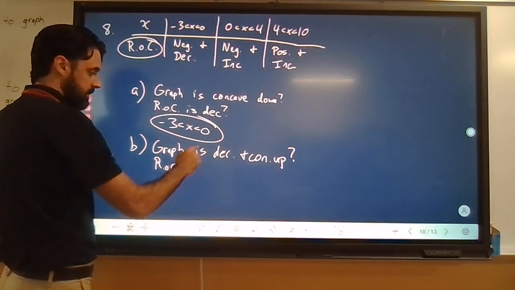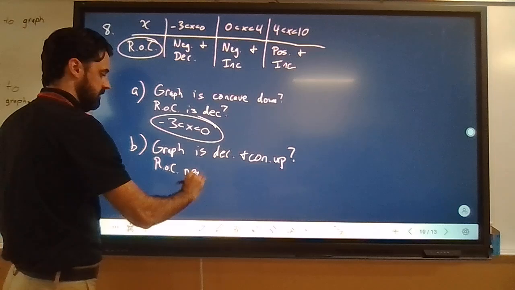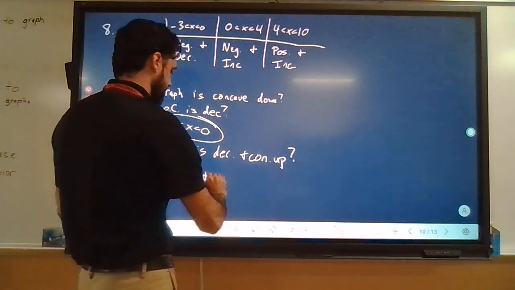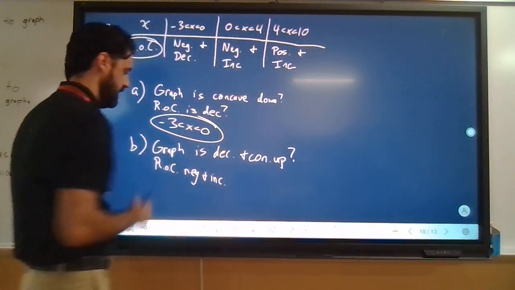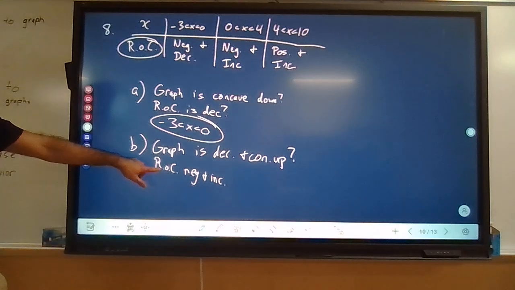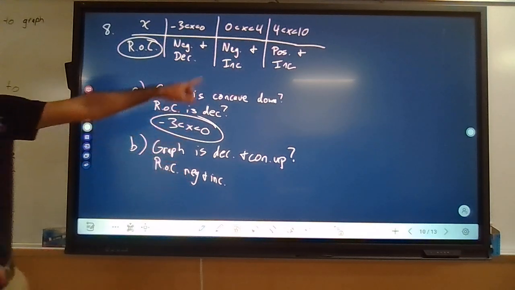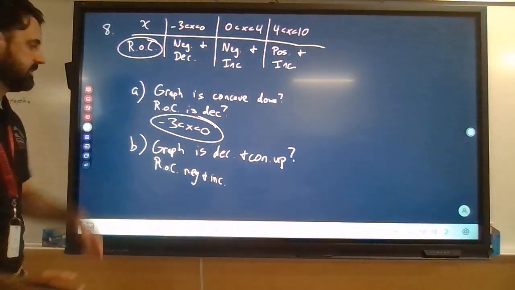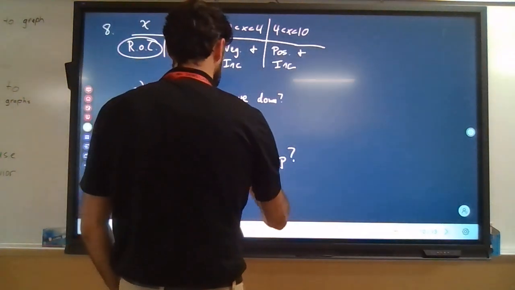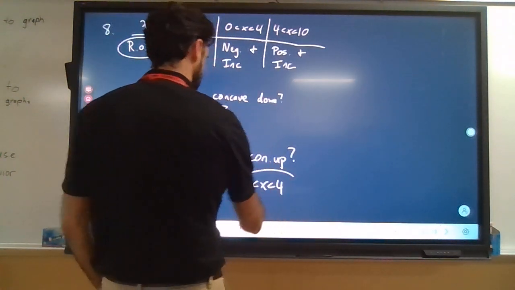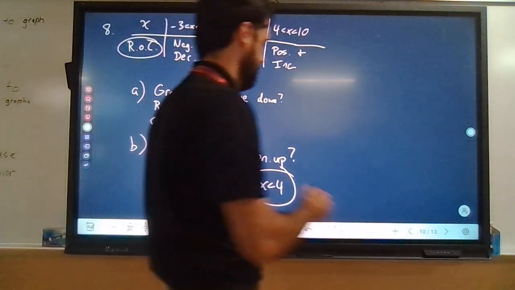The rate of change is going to be negative, and concave up means increasing for the rate of change. So now we're looking for when is the rate of change both negative and increasing. That only occurs right here in this middle column. So that's going to be from 0 to 4. So 0 is less than x is less than 4, and that's our answer right there.